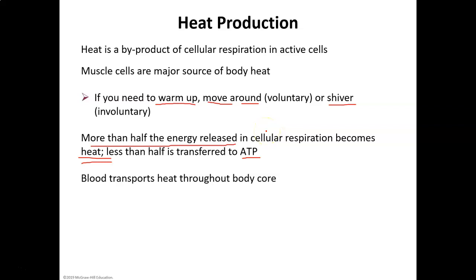You will not be able to control your shivering. Why? Your body is using the production of energy to your muscles to make you wiggle around uncontrollably. We call it a shiver. And that generates body heat. You're going to warm yourself up at least a little bit by shivering. And then you make all that heat, and the blood transports the heat throughout the body core, keeping all your internal organs alive.